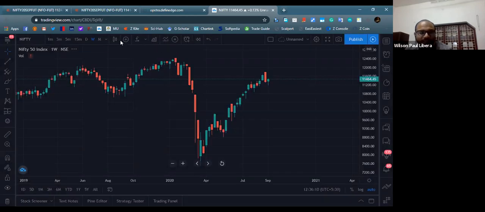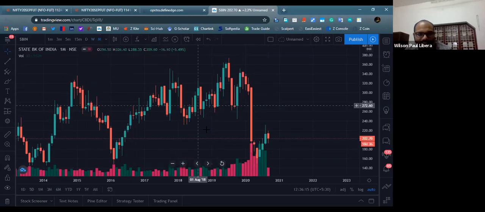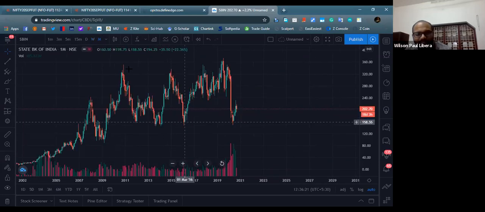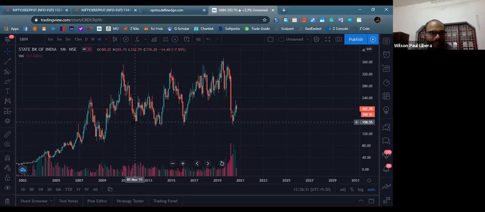We are going to the monthly time frame. See, it was showing this huge range, and it is not going anywhere actually. It came all the way up to about 500, then to 300 rupees, and then came all the way back to 150, 180. The stock is going nowhere.